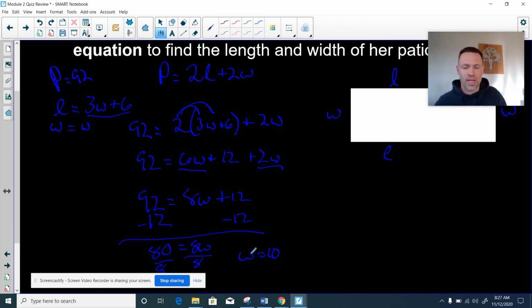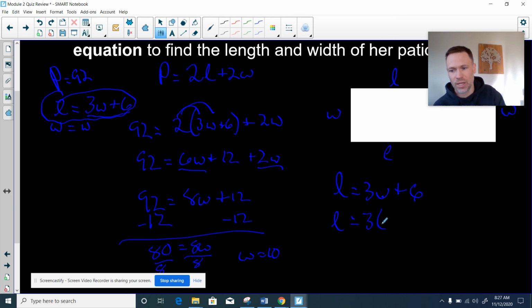So the width is equal to 10, and now I can find the length by substituting that 10 into this thing that we figured out earlier. Length is equal to 3W plus 6. If W is equal to 10, then length is equal to 3 times that 10 plus 6. And then the length is equal to 30 plus 6, which is 36. All of this is feet. So there's my final answer.